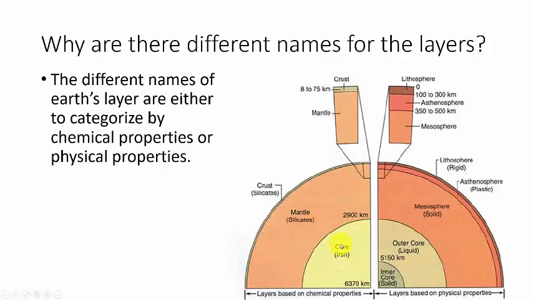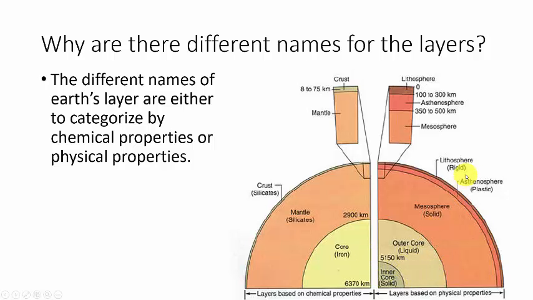The core is not split into inner and outer, since it's all made mainly of iron. This is the silicate rocks. Remember the magnesium and silicon? And then this is the crust. So if it's only by chemical composition, it would only be 3 layers.